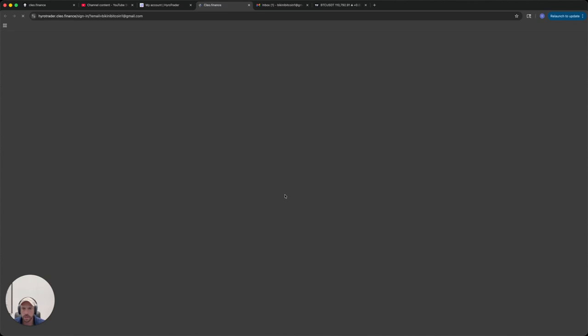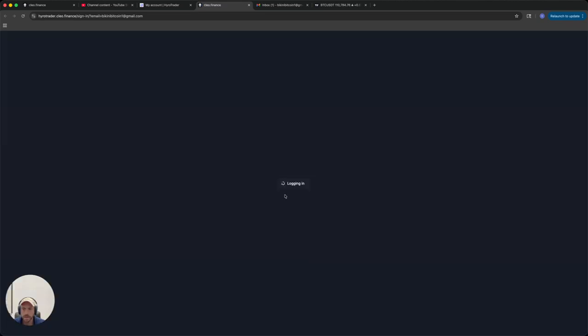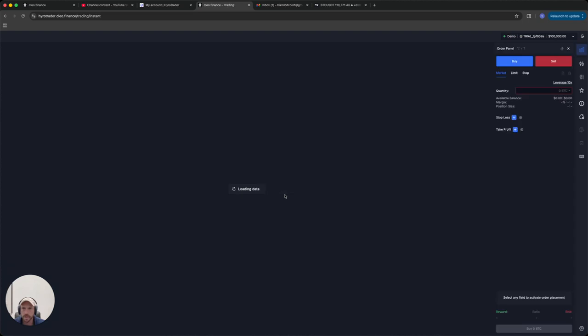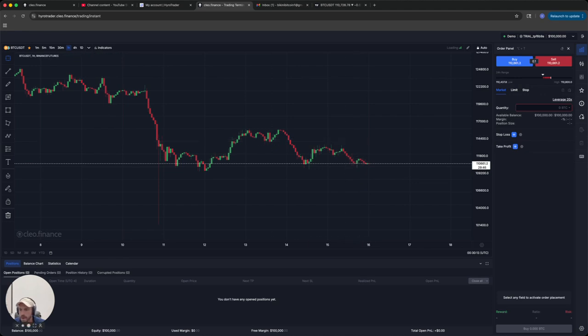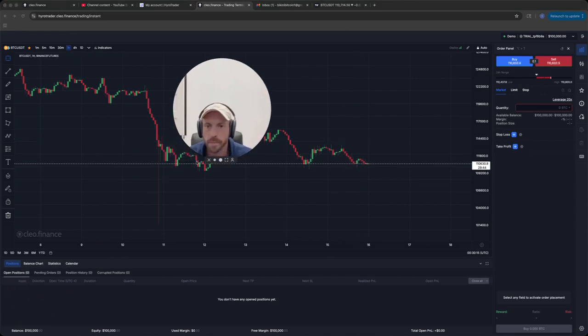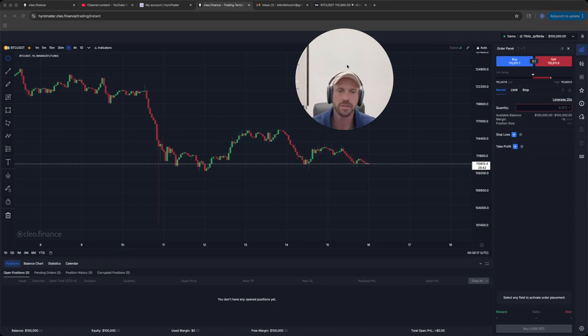So you go here, click here, and this will automatically take you into Clio.finance. And again, this is a demo account. We don't have to be so high strung about it, right? Because we're using a demo account, so we're practicing, right? And this is so important. When I started trading 10 years ago, this is what I avoided and what I shouldn't have avoided. This is the exact thing that I should have done.